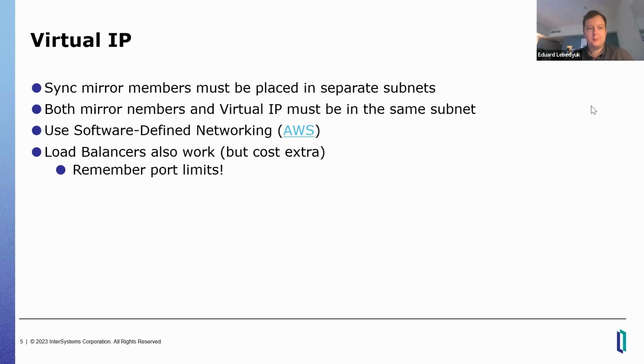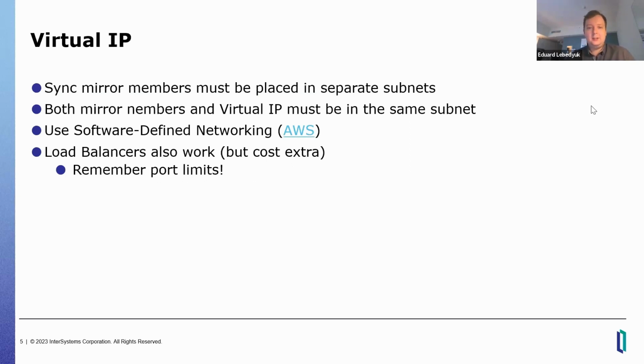On the other hand, Iris mirroring requires both mirror members and the virtual IP to be in the same subnet so they can reassign the virtual IP on the OS level. And naturally, these two requirements are in a direct conflict with each other since they are not satisfiable at the same time. Except for the fact that all networking in clouds, in AWS, GCP, and Azure, is really software defined, right?